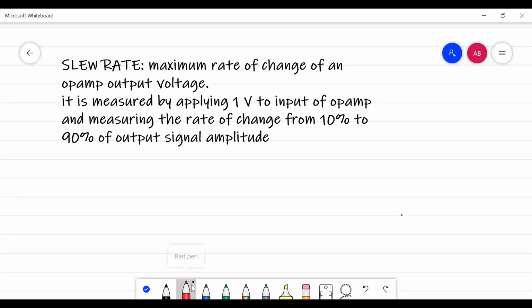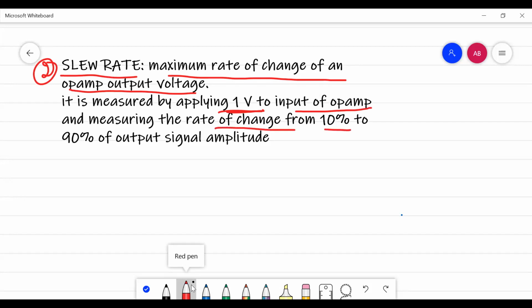So now we come on to the second parameter, and that is slew rate. It is the maximum rate of change of an op-amp output voltage. What is the rate at which the op-amp output voltage is changing when we are providing it the input? And how it is measured: when 1 volt is applied to the input of the op-amp, the rate of change is measured from 10 to 90% of the output signal.